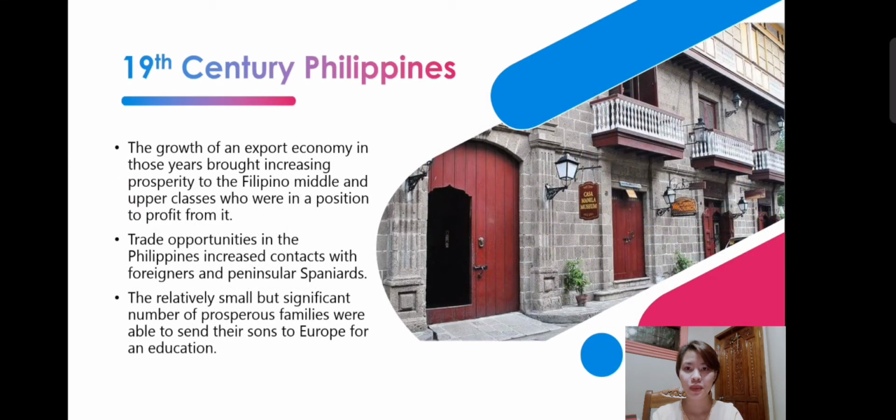19th century Philippines. The late 19th century flowering of the nationalist movement would have been impossible without the economic growth that occurred in the Philippines during the 19th century, particularly after 1830. The growth of an export economy in those years brought increasing prosperity to the Filipino middle and upper classes who were in a position to profit from it, such as those who controlled most of the large plantations of rice, sugar, abaca, and other crops, Filipino hacienderos and friar inquilinos.